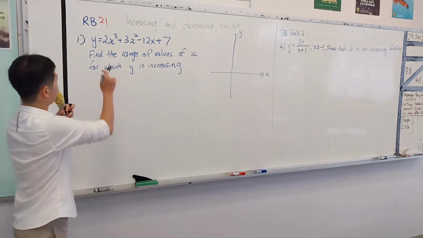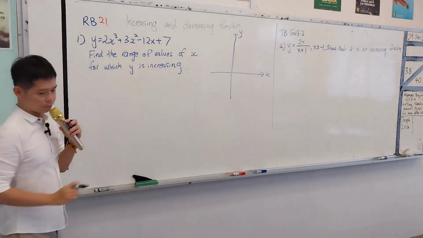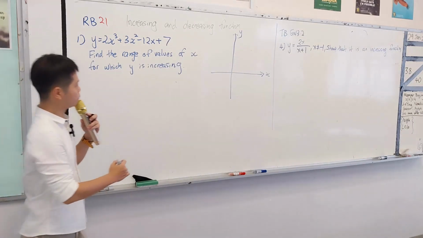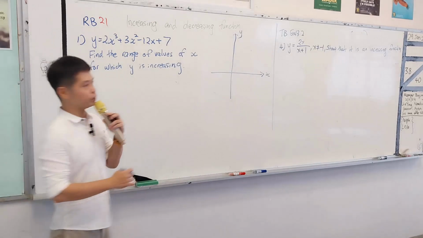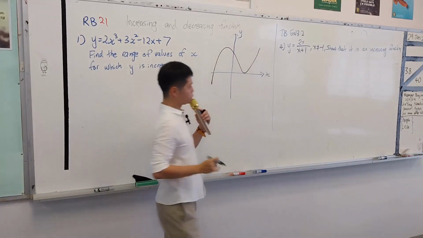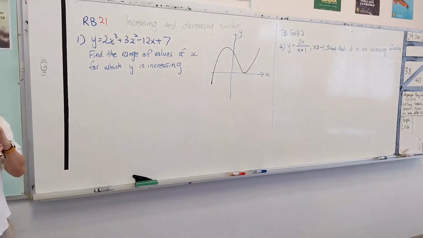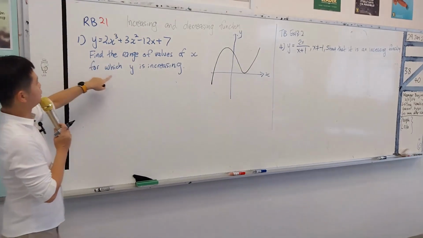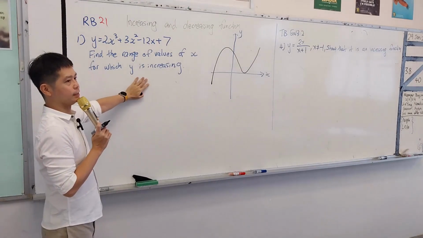Okay, let's start. We have a graph here. I'm going to start drawing the graph for you first so that you have a better visualization of what is happening. So the graph looks like this. This graph is a cubic curve, and it looks like that. Find the range of values of x for which y is increasing.